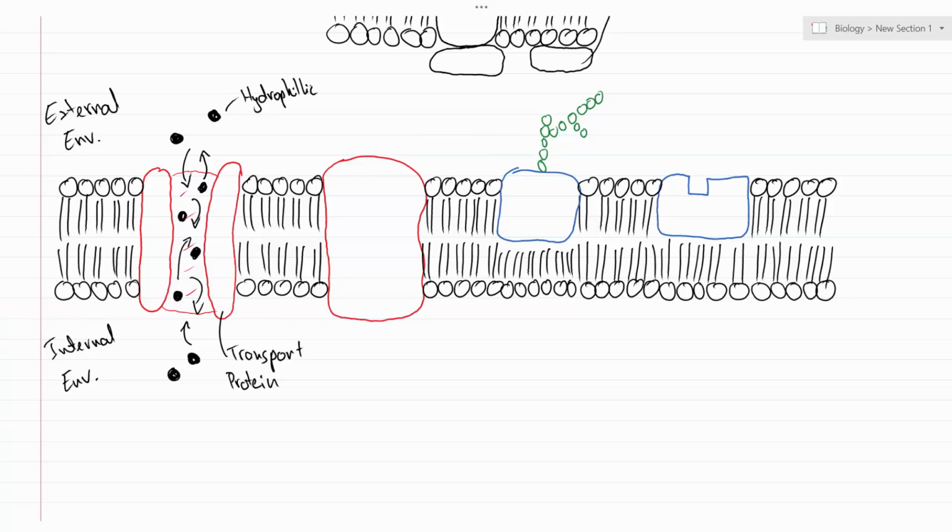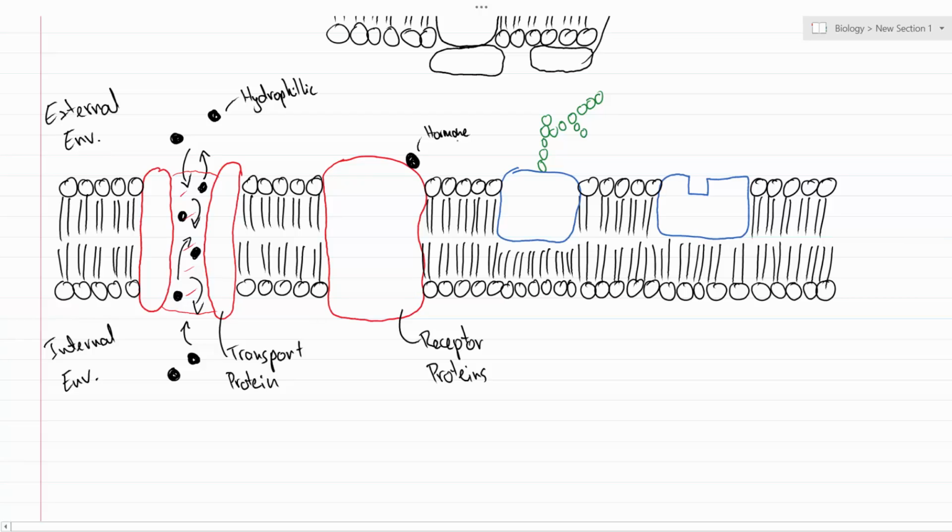What we can also have are something called receptor proteins. And what these will have is a specific site where some sort of messenger chemical, could be something like a hormone, will bind to. So let's say here we have a hormone, and the hormone will come and bind to this receptor at a particular point.